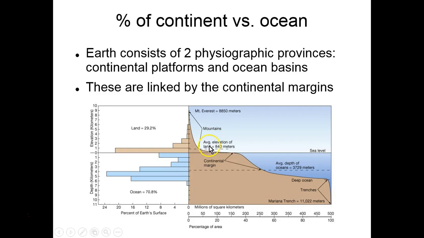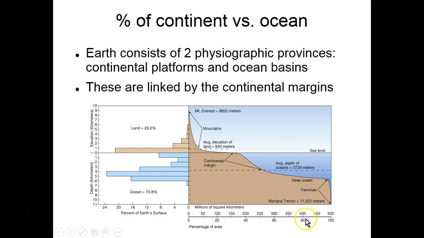Over here is showing you more of a visual depiction of that. We have Mount Everest, the tallest mountain, and then we have the average elevation of land, which is only 840 meters. Then we go to the continental margin, where we're now underwater in the ocean. We go into different parts of the ocean: the continental margin, then the deep ocean, and sometimes trenches in those oceans, which are extremely deep scars in the seafloor.